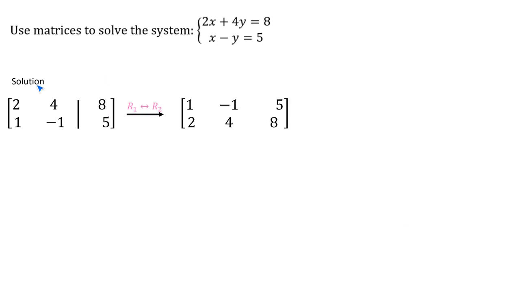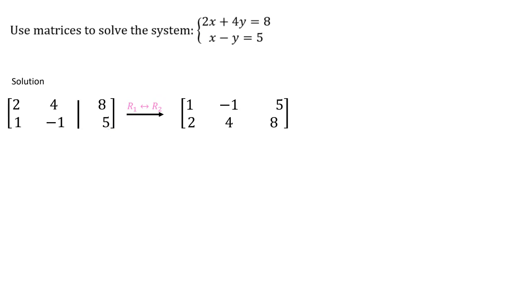So the first thing to do is write your augmented matrix. So you have a 2 here, I put my 2 here. You have a 4, I put my 4, 8, 8, and then 1 and negative 1. So 1, negative 1. And then I have a 5.